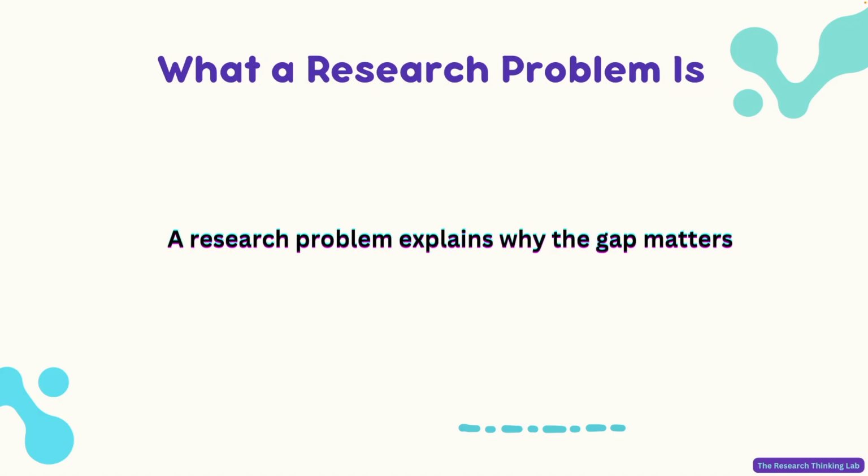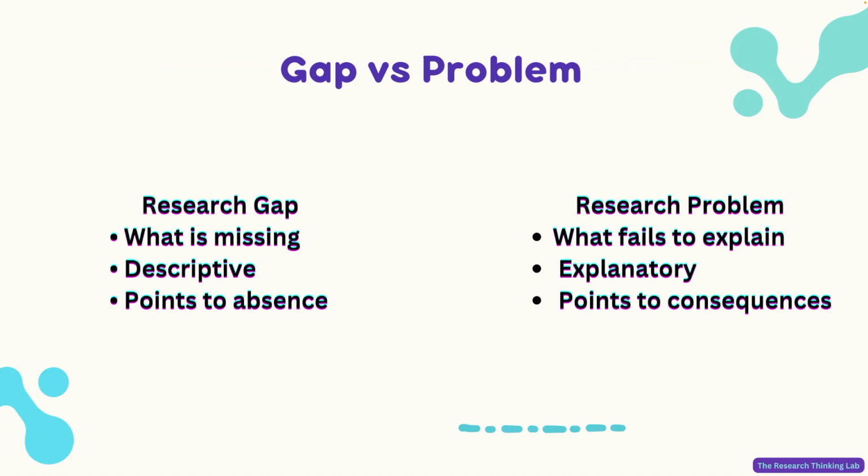So, a research problem exists when the existing explanations fail. It identifies a tension, inconsistency, or limitation that has consequences. The problem explains why the gap is not just missing but problematic. A gap points to an absence, a problem points to a failure of understanding. Only problems justify research.